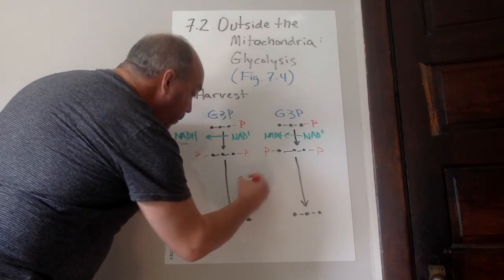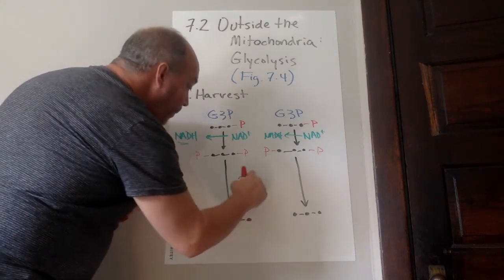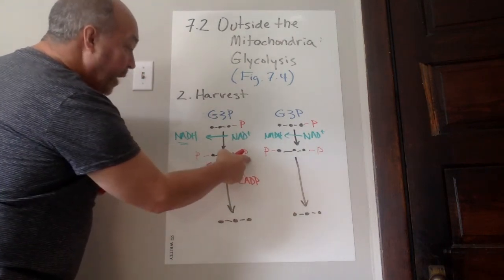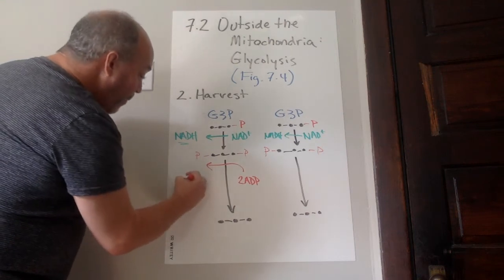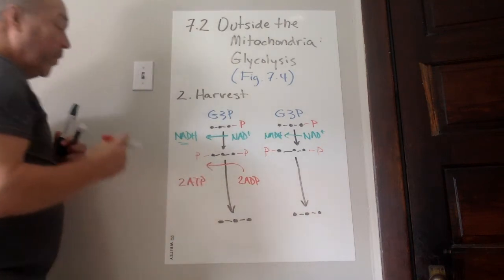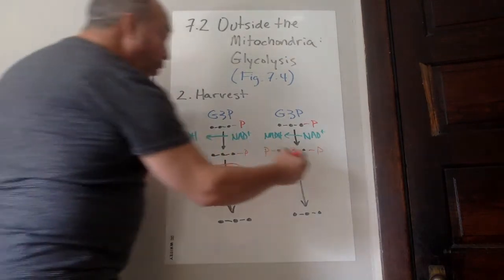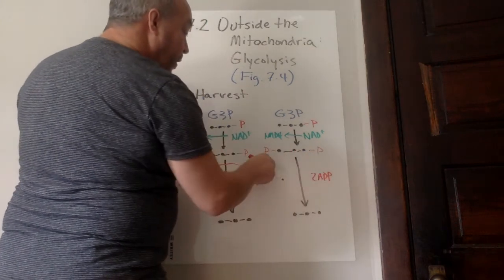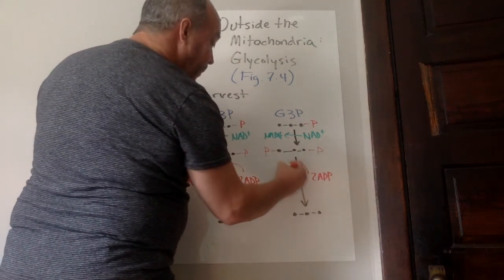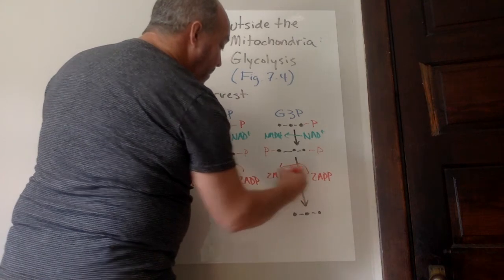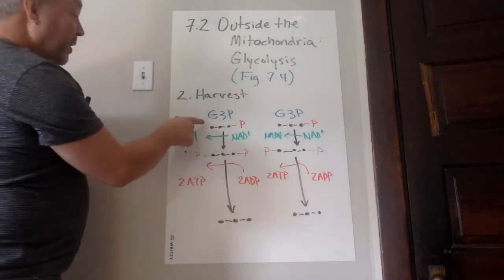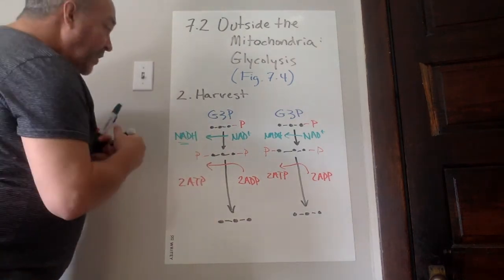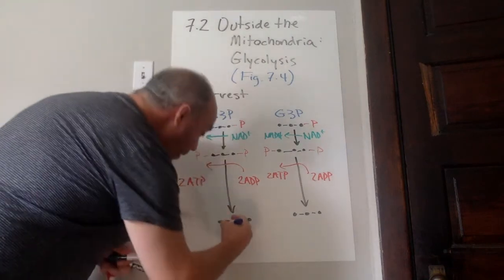So 2 ADP are going to go in, and as they go in, 1 ADP will grab this one, the second will grab this one, and we will create 2 more ATP molecules. Over here, 2 ADP molecules will go in. Each will capture one of these phosphates, and we will get 2 more ATP molecules. So through this process, the G3P is going to lose its phosphate, and these final molecules are called pyruvate.